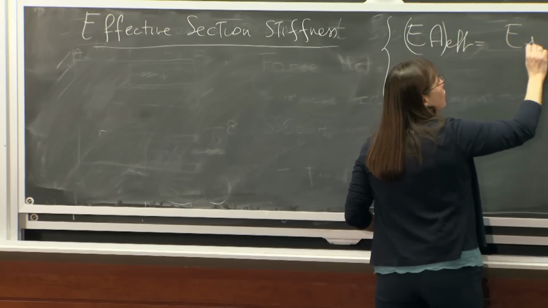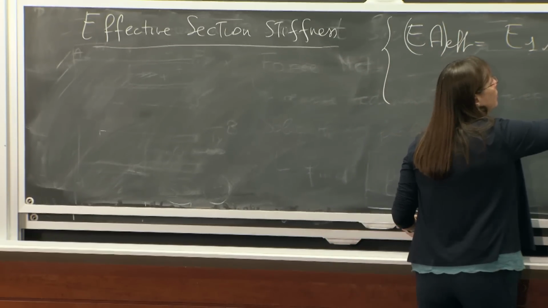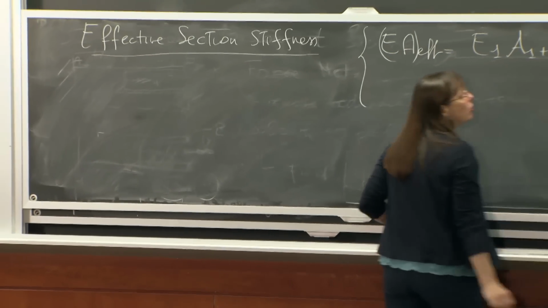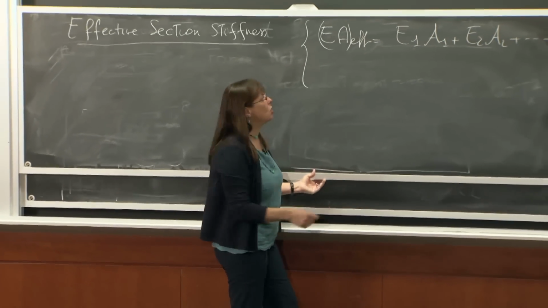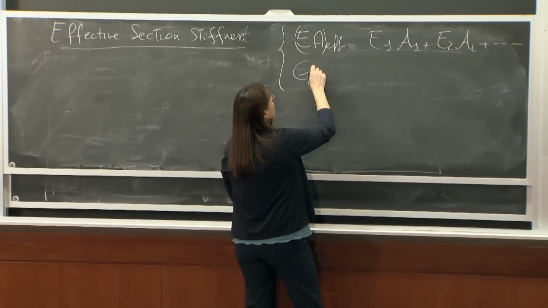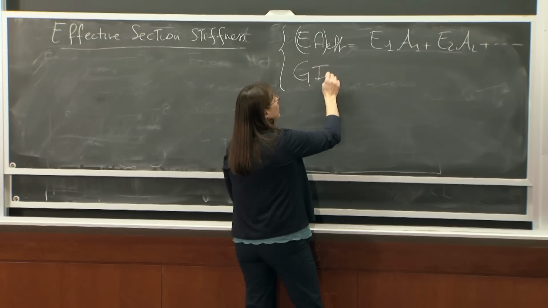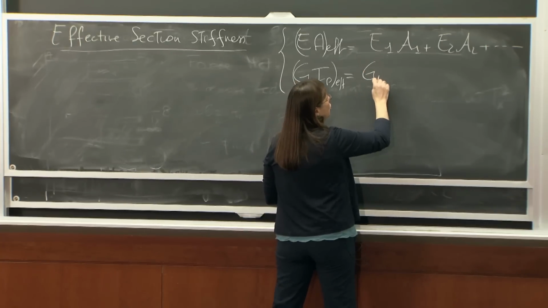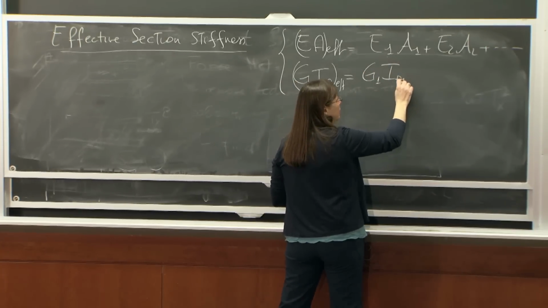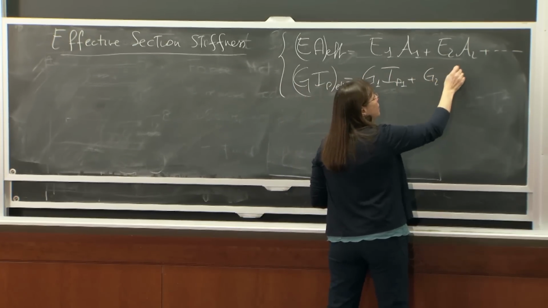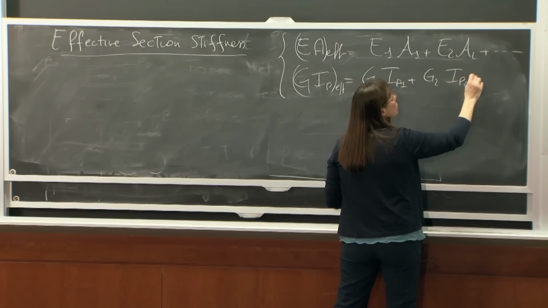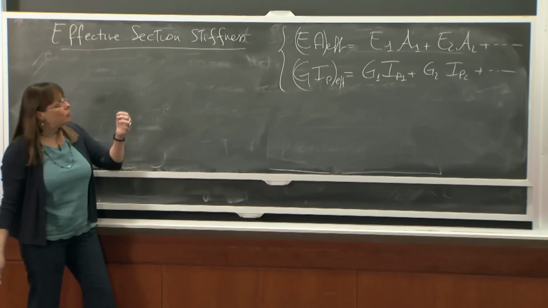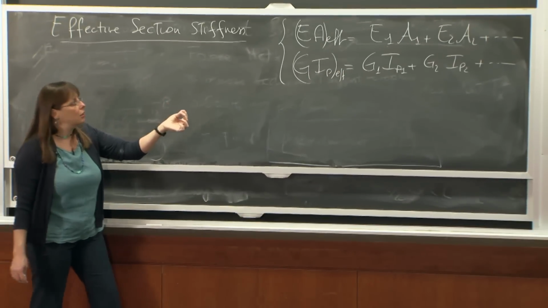is E1 A1 plus E2 A2, and if we had more material, it would be plus E3 A3, and so on. And in shear, where we say GIP effective is G1 IP1 plus G2 IP2 plus so on and so forth. Okay? You must understand what this means.